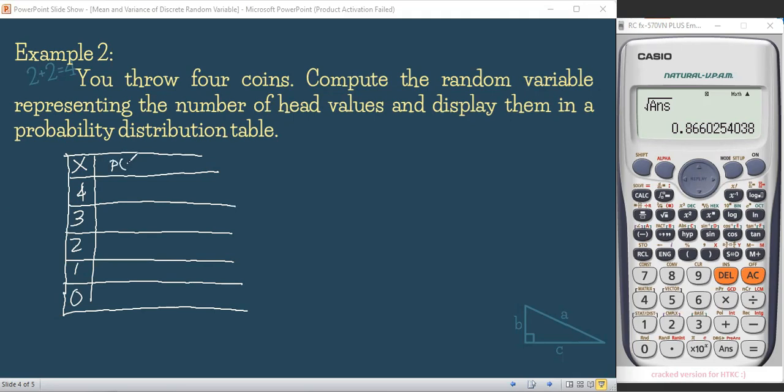We have here P of X, or the probability of getting that random variable. So we have here 1 over 16, 4 over 16, 6 over 16, 4 over 16, 1 over 16. 4, 5, 11, 15, 16. Yan. So, yung goal po natin is to get the mean. The mean nga po, di ba, is equal to the summation of x times the p of x.